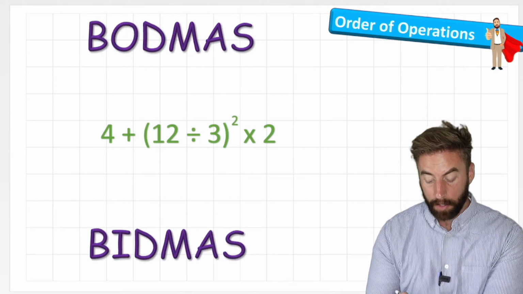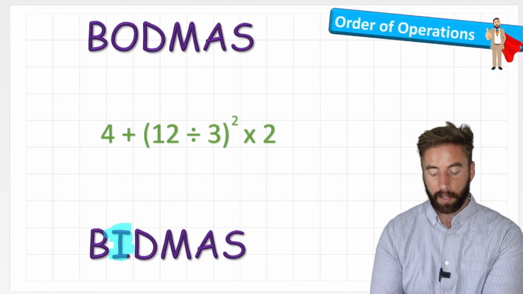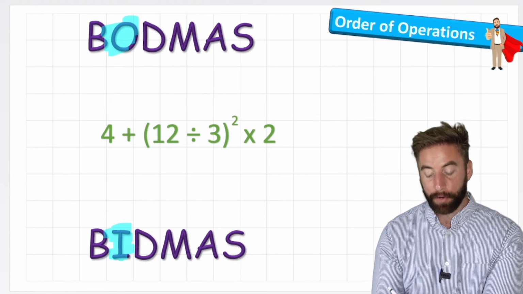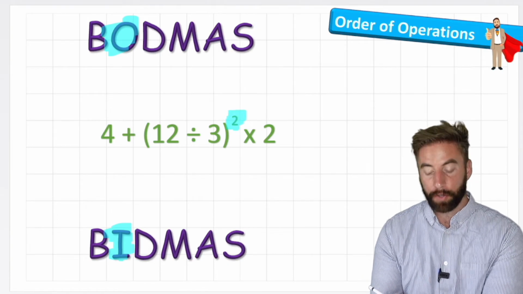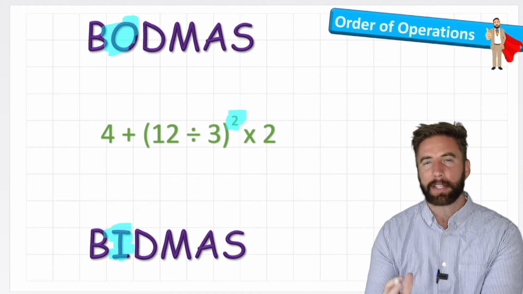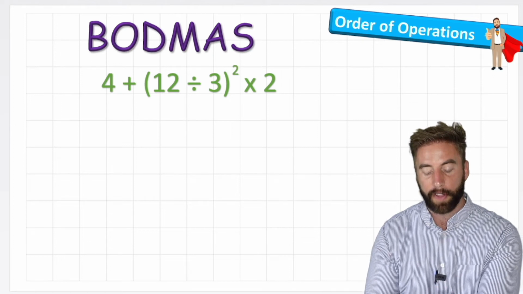Now, in some instances, you might see BIDMAS down here, where the I and the O are different. And in BIDMAS, the I just means index. Same principle, it still means this power of 2 here, but it's just taught differently in different places. So BODMAS, BIDMAS, exactly the same thing. Okay, so let's follow our order of operations and try and solve this question then.